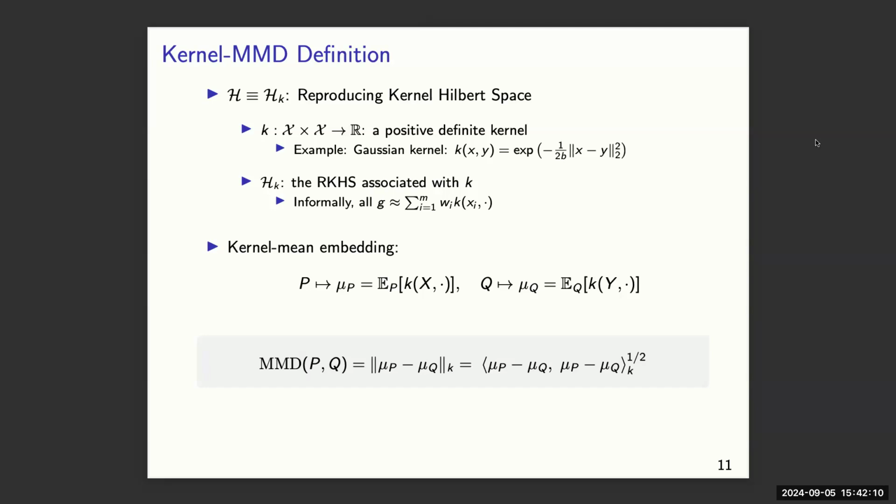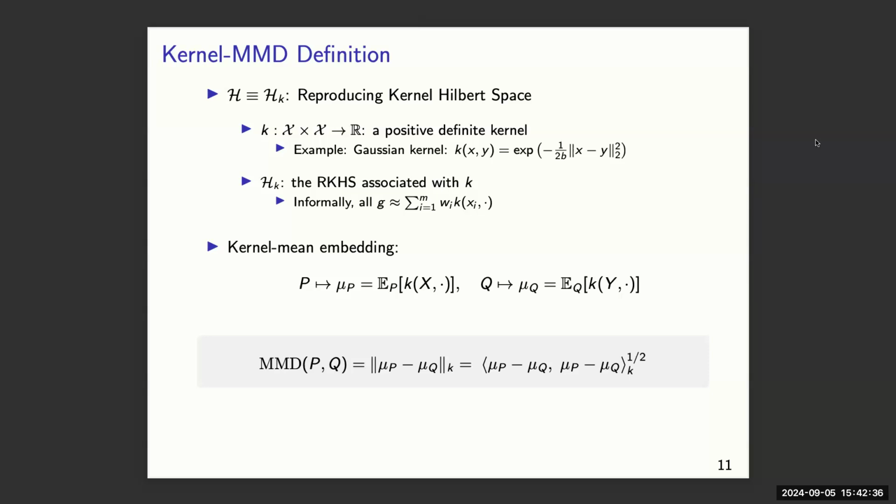A good example to keep in mind is the Gaussian kernel. It takes 2 points X and Y, and it assigns it that value. Now, the reproducing kernel Hilbert space: to every positive definite kernel, we can associate a reproducing kernel Hilbert space. I won't explain it formally, but informally, the reproducing kernel Hilbert space consists of functions that can be reasonably well approximated by all finite linear combinations of this kind.